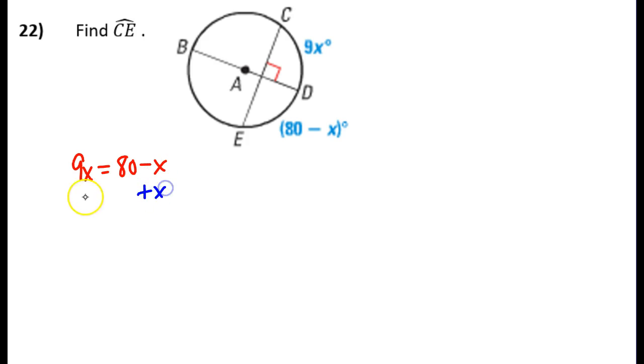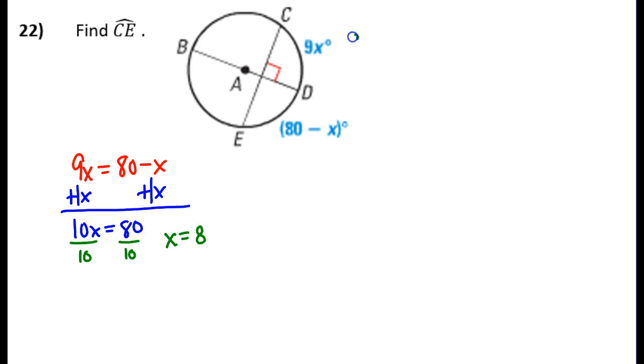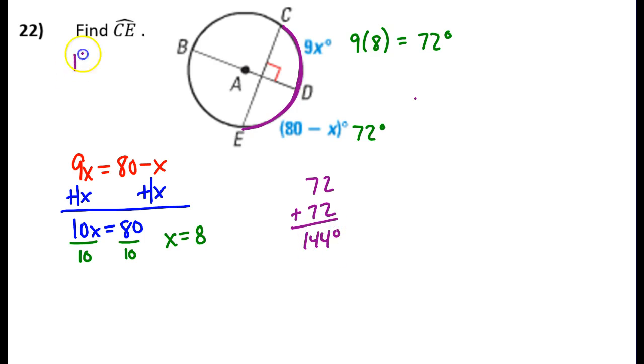So I'm going to add x to both sides. Remember, there's a 1 in front of this, so 9 plus 1 is 10x, and that is all equal to 80. Divide both sides by 10, and you get that x is equal to 8. So now when I substitute in 8, 9 times 8 is 72 degrees. Since they are congruent, this is also 72 degrees, but the question is asking for this arc, so both of them together. So that's 72 plus 72, or 144 degrees.